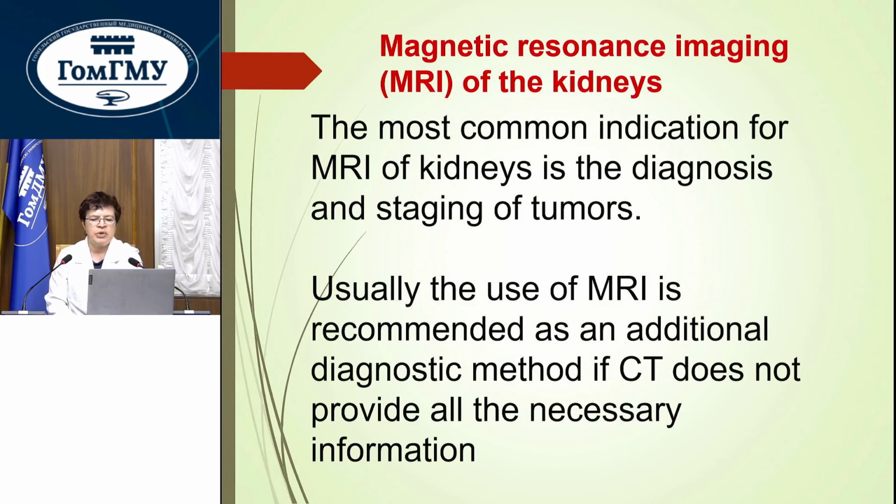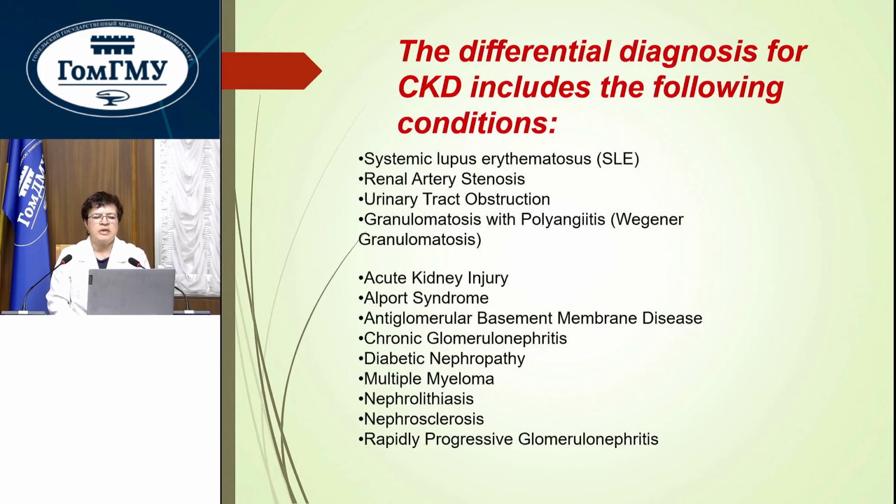The differential diagnosis for chronic kidney disease includes the following conditions: systemic lupus erythematosus, renal artery stenosis, urinary tract obstruction, granulomatosis with polyangiitis, Wegener granulomatosis, acute kidney injury, Alport syndrome, anti-glomerular basement membrane disease, chronic glomerulonephritis, diabetic nephropathy, multiple myeloma, nephrolithiasis, nephrosclerosis, rapidly progressive glomerulonephritis. All these diseases it is necessary to differentiate from chronic kidney disease.